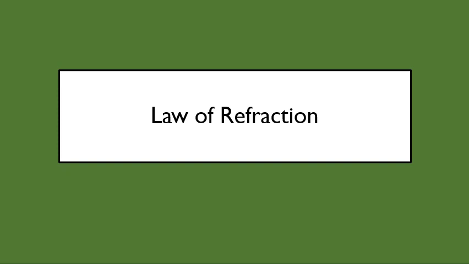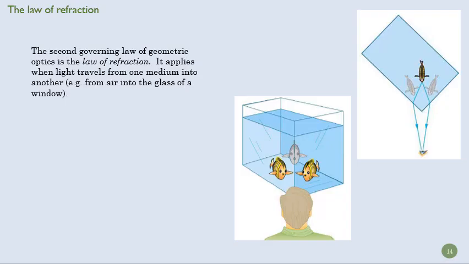The first law of geometric optics was the law of reflection, which I think makes good intuitive sense to us. The second law that pertains to geometric optics is the law of refraction, and that's a little trickier to get our heads around. It shows up when we try to understand refraction. So we talked about the law of reflection last time.